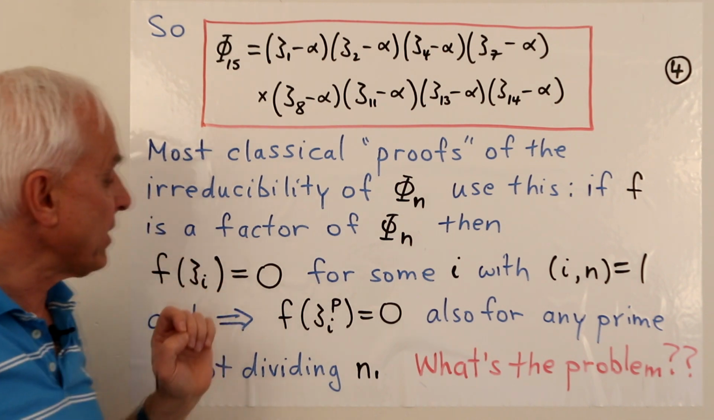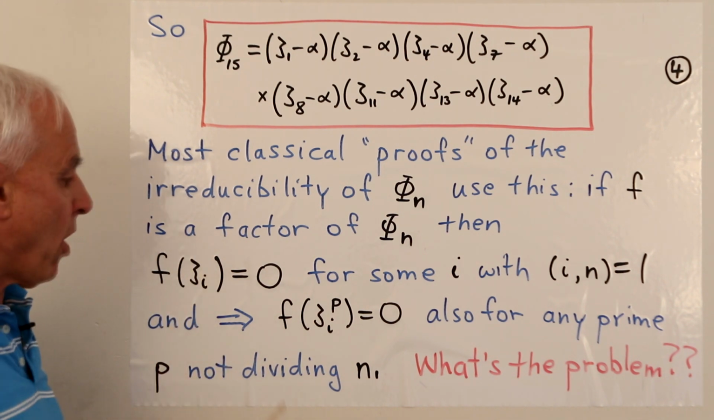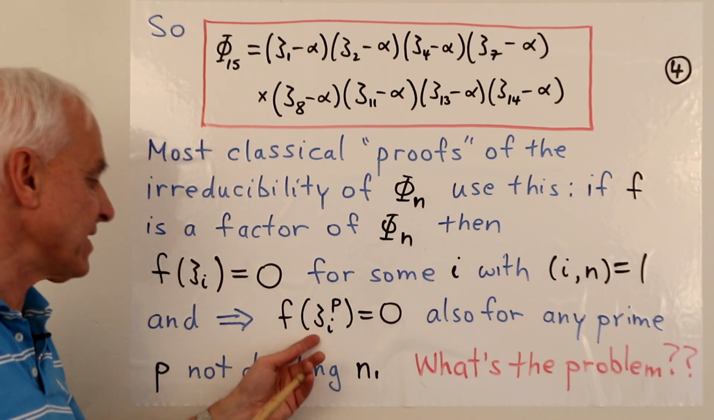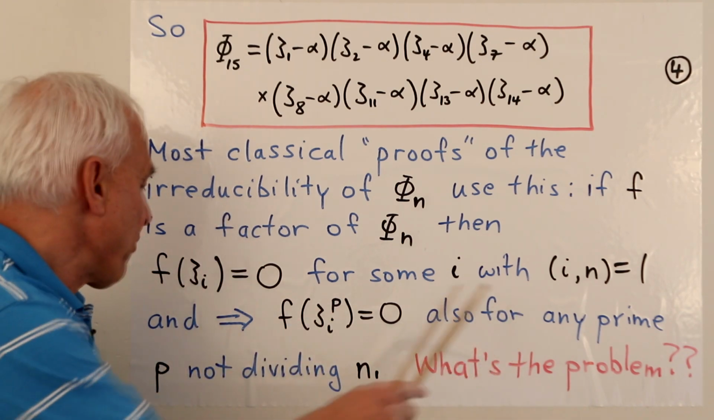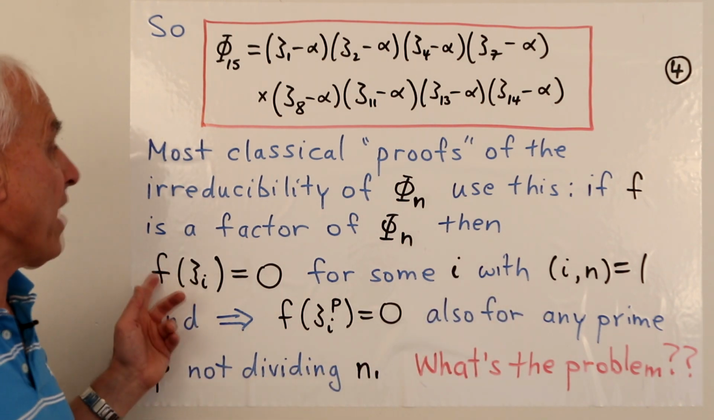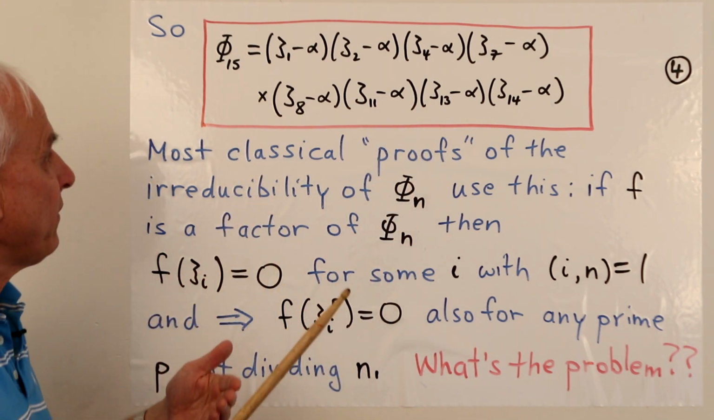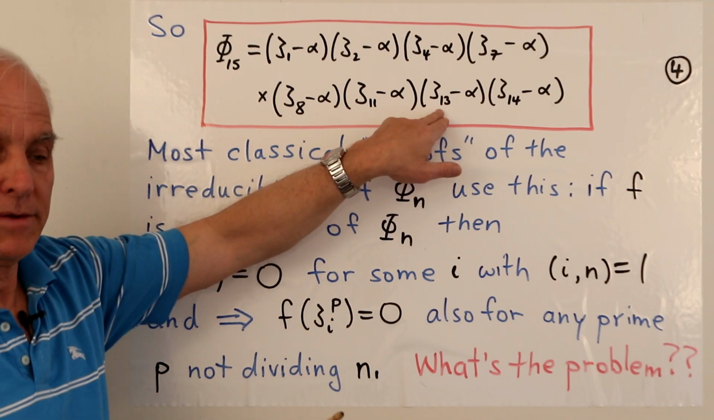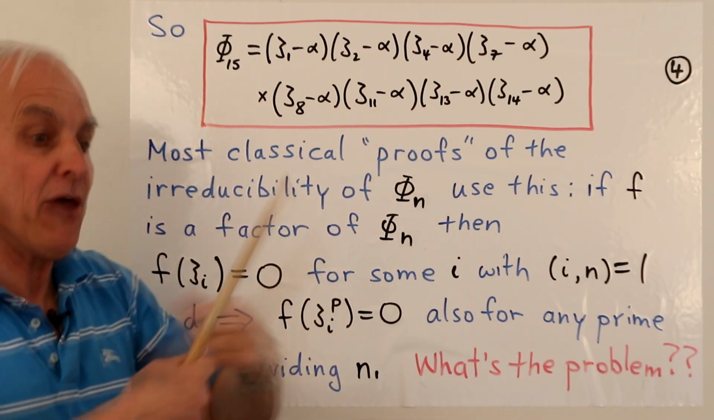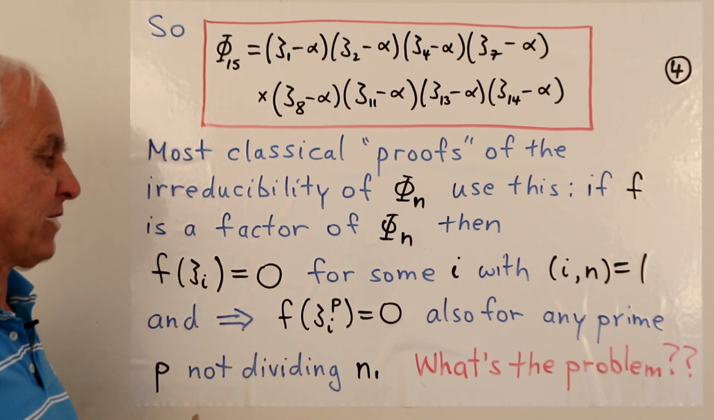And then you try to prove that from that it must also be that f is 0 on any prime power zeta sub I to the p for a prime p which is not dividing n. So for example, suppose that f had zeta 13 as a factor. Then we would want to show that if you, say, square zeta 13, because 2 is relatively prime to 15, that you're going to get another 0 of the same factor.